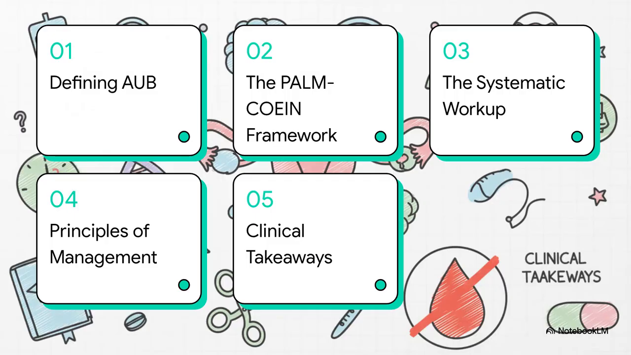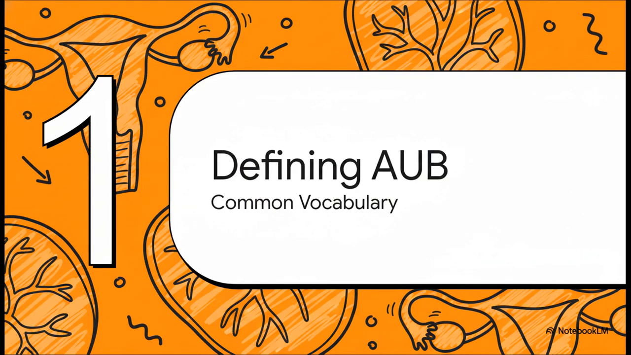So, here's our plan for this explainer. We'll start with the basics. What exactly are we talking about when we say AUB? Then we'll get into the Palm-Cohen framework, which is honestly your key to the whole thing. After that, we'll walk through the clinical workup, talk about management, and finish up with a clinical pearl you will definitely want to remember.